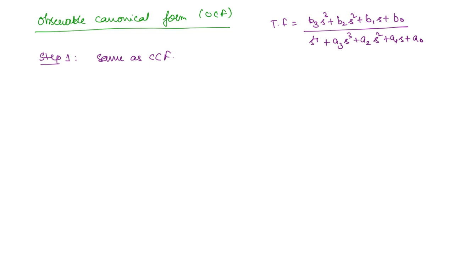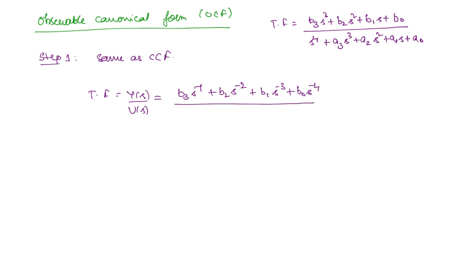You divide by the highest power of s. Then what are you going to get? The transfer function Y of s by U of s is equal to b3 s to the power minus 1 plus b2 s to the power minus 2 plus b1 s to the power minus 3 plus b0 s to the power minus 4, and here you have 1 plus a3 s to the power minus 1 plus a2 s to the power minus 2 plus a1 s to the power minus 3 plus a0 s to the power minus 4.